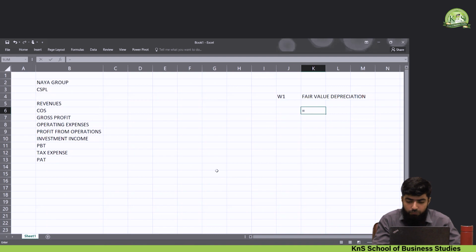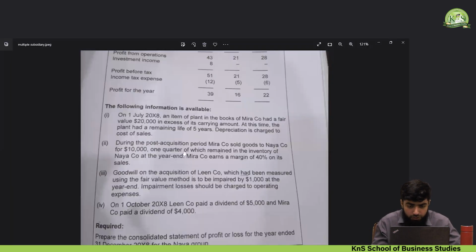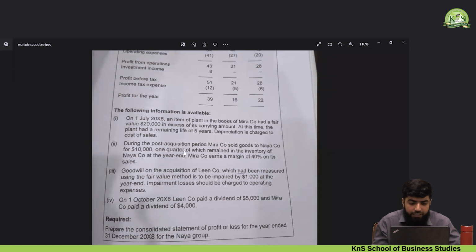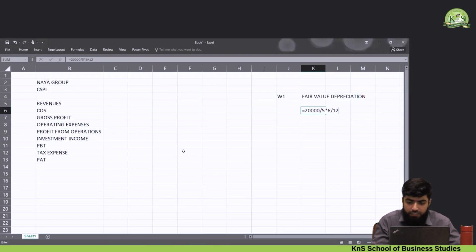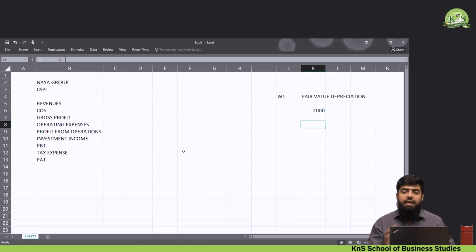The value of the asset, or the revaluation surplus amount, was 20,000, divided by a useful life of 5 years, and we are going to calculate the depreciation for 6 months. If the acquisition date was 1st July and the reporting date is 31st December, it means 6 months are the post-acquisition months. This gives 2,000, and the depreciation will be recorded in the consolidated P&L. This depreciation will be charged to the cost of sales, so we are going to add this in the cost of sales.